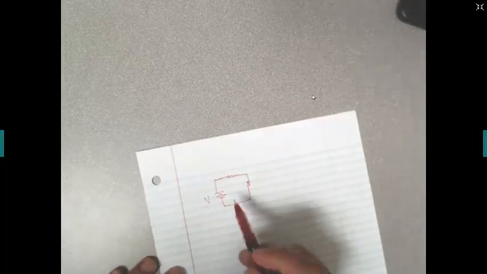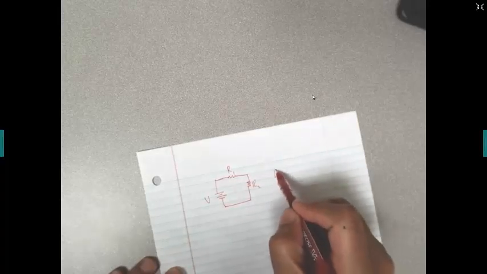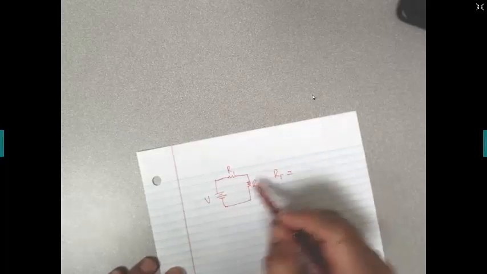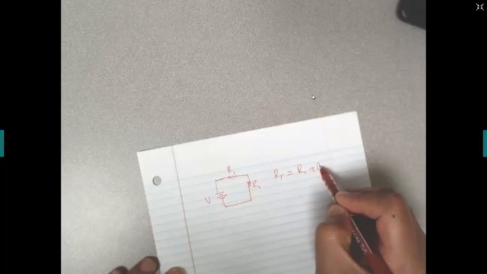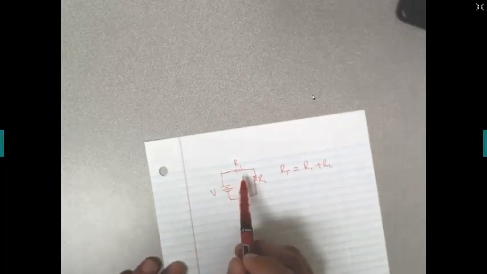Okay, remember when we had resistors that were in series? If we had a resistor like this and we have a voltage, this R1 and R2, they're in series, so RT equals R1 plus R2, right? And that would be when you use resistors.